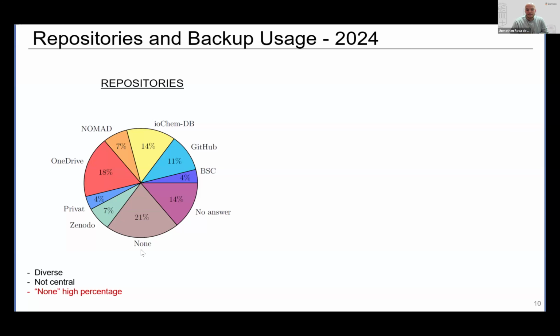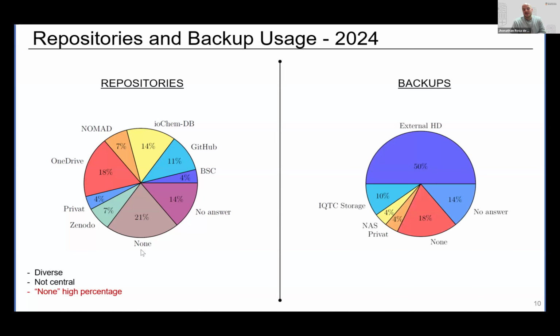Also about the backups, as we can see here in the graph, we have most of the community using external hard drives, as I said in the beginning, and this is also a risk. This is a risk because external hard drives can cause loss of data, can break, etc. And also the backups are not central.